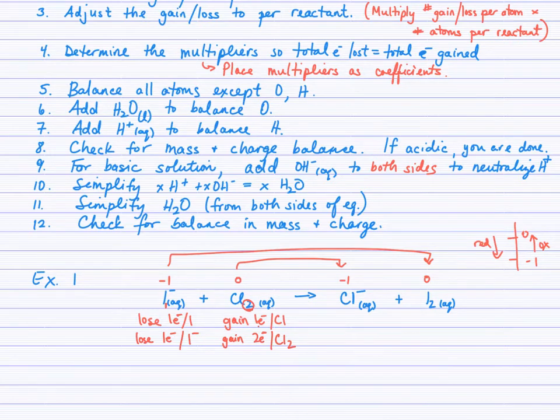Now we're going to move on to step 4 and determine the multipliers so that the total electrons lost equals the total gained. So we're saying there's 1 electron being lost per iodide here and 2 electrons being gained per chlorine. So what is the lowest common multiple then of 1 and 2? Well, hopefully you're thinking 2. And so what are the numbers that we need to multiply by? Well, here it's 2 and here it's 1.